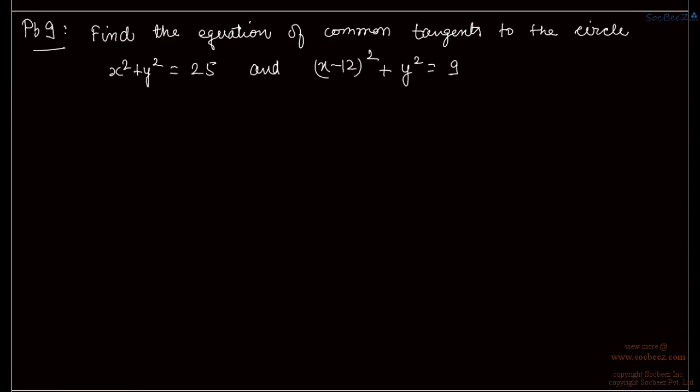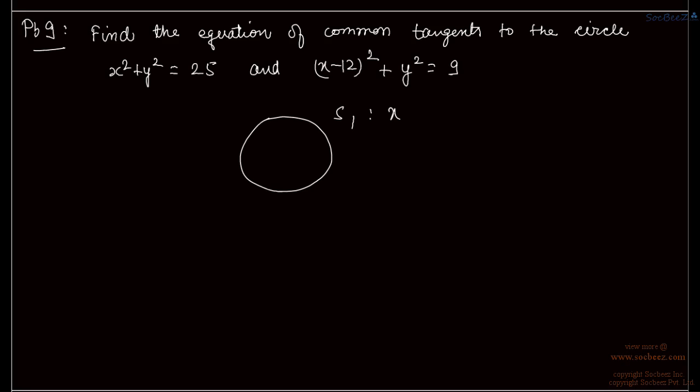Find the equation of common tangents to the circles x square plus y square is equal to 25 and x minus 12 square plus y square is equal to 9. We have to find the equation of common tangents, right? See, first we have to notice how many common tangents there are and what types of common tangents there are. For this we have to find the relative position of the circles.